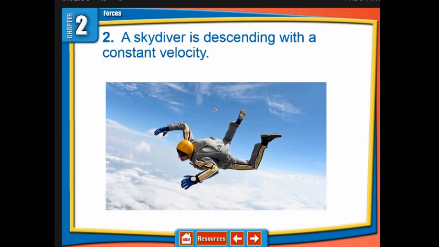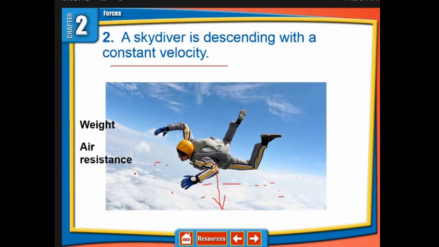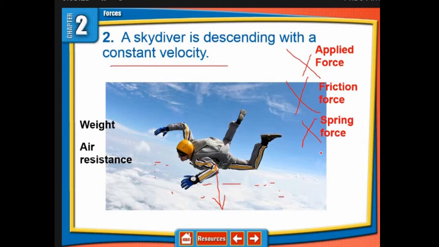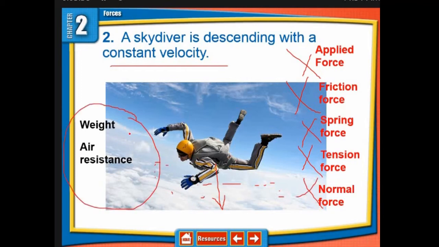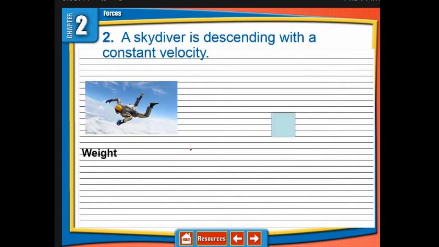A skydiver is descending with a constant velocity. So the same thing, this man is on Earth, so it has its weight pulling him downward, and he is in contact with the air, so it has air resistance. Is there an applied force? No, because no one is pushing him. Friction force? No, because he is not in contact with a solid surface. Spring force, he is not attached to a spring. Same with tension, he is not attached to a rope. And there's no normal force because he is not perpendicular to a certain surface. So we only have these two forces, weight and air resistance.